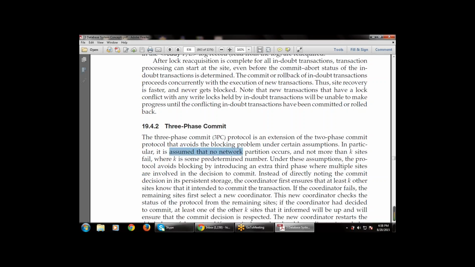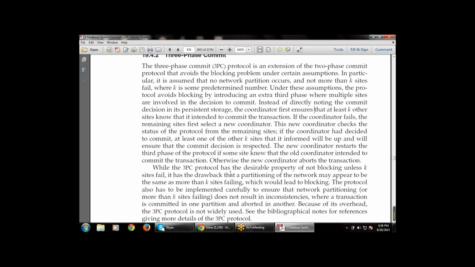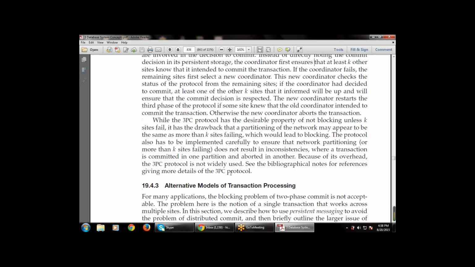In particular, it is assumed that no network partitioning occurs and that not more than k sites fail, where k is some predetermined number. Under these assumptions, the protocol avoids blocking by introducing an extra third phase where multiple sites are involved in the decision to commit. Instead of directly noting the commit decision in persistent storage, the coordinator first must ensure that at least k other sites intend to commit the transaction. That is, k sites will be available to commit the transaction.